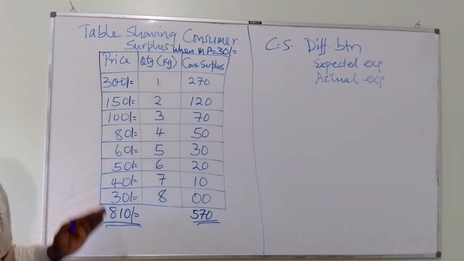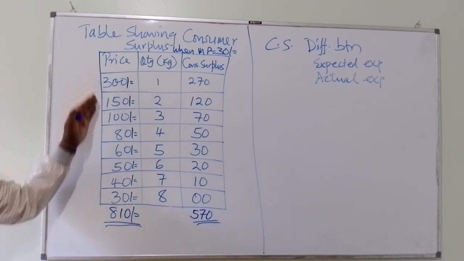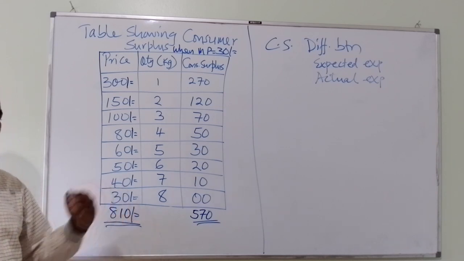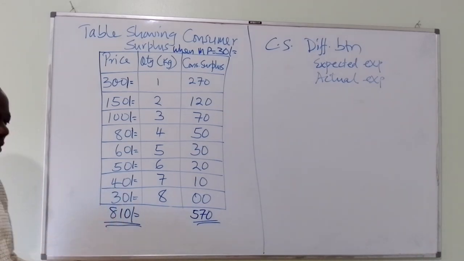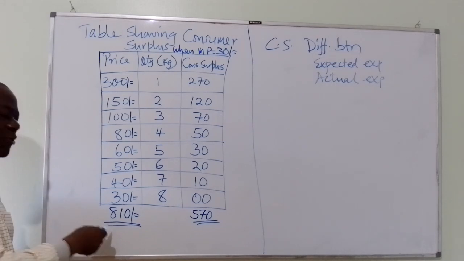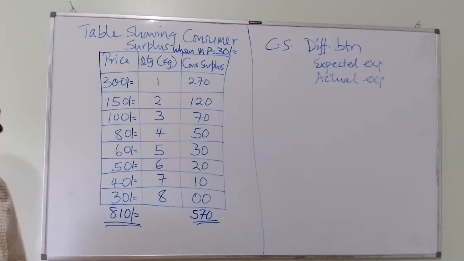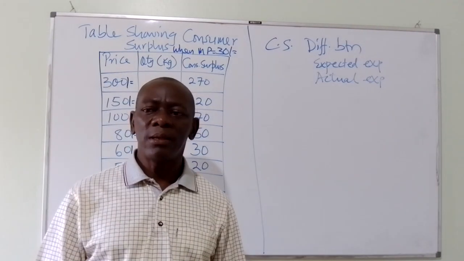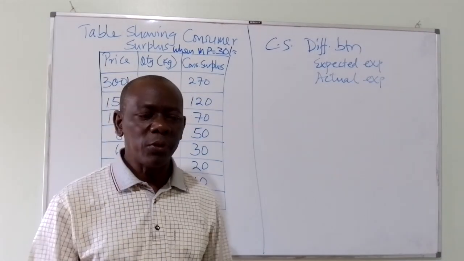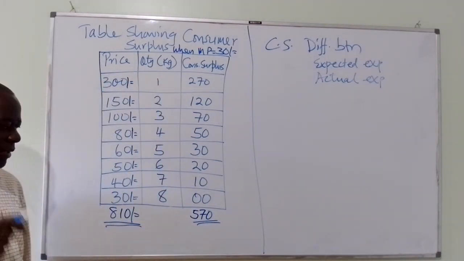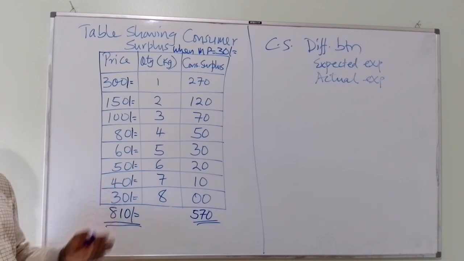Given his declining utility, his marginal utility keeps on reducing. So as marginal utility keeps on reducing, he is willing to pay less and less. But at the end of the day, the total expenditure expected with the declining utility is 810. This is his budgeted expenditure, which he is going to make on the sugar. So he's going to spend 810 as the total expenditure.